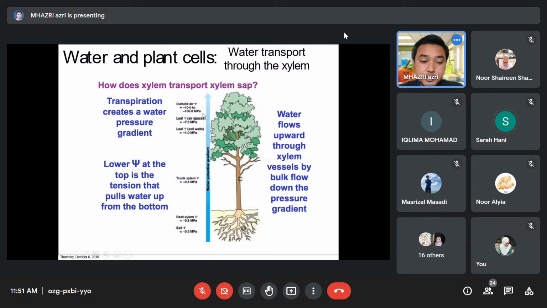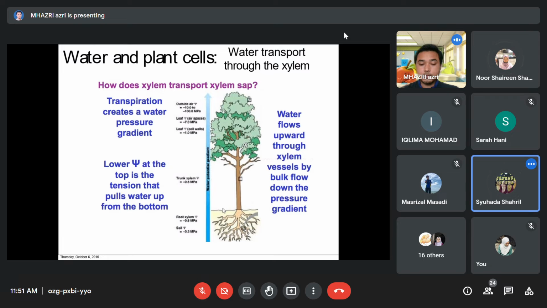So evaporation, transpiration will cause water pressure gradients. Okay, so dia punya pressure dekat mana yang lebih tinggi? Bawah. Okay, so the water potential dekat sini lebih tinggi. So water ada, dia akan bergerak daripada higher to lower, kan? So dia akan terus ke atas. So the water will move from lower part to upper part.